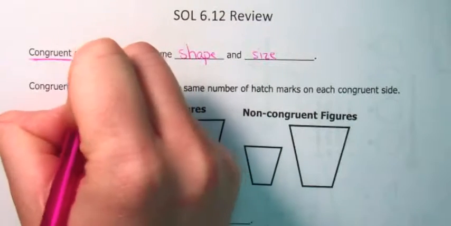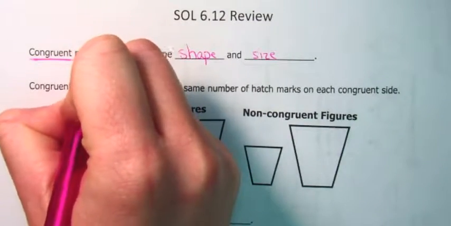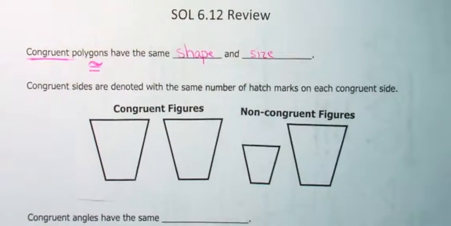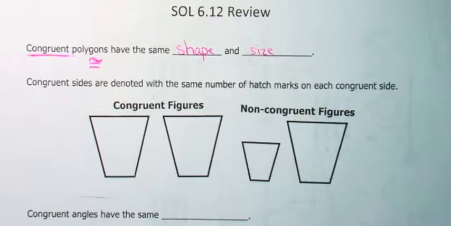And we use the symbol for congruent. It's an equal sign with a little squiggly on top of it. So, congruent.